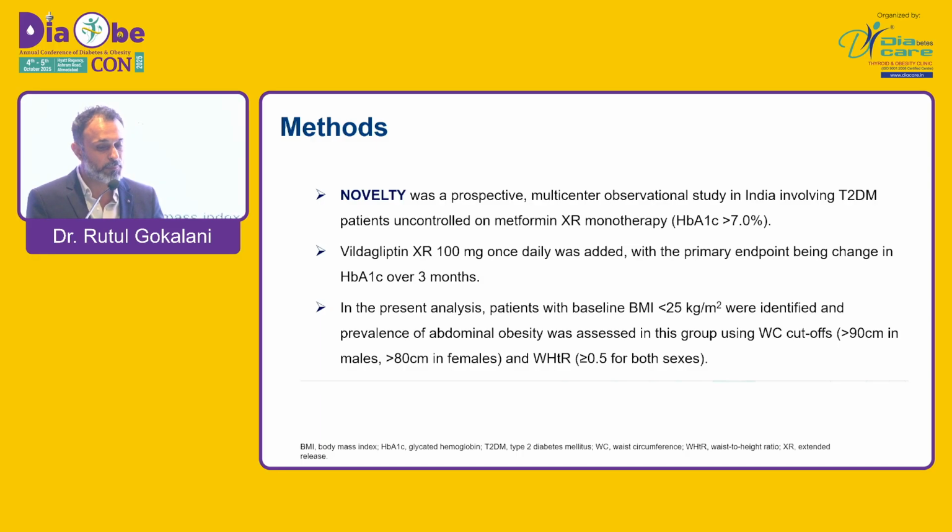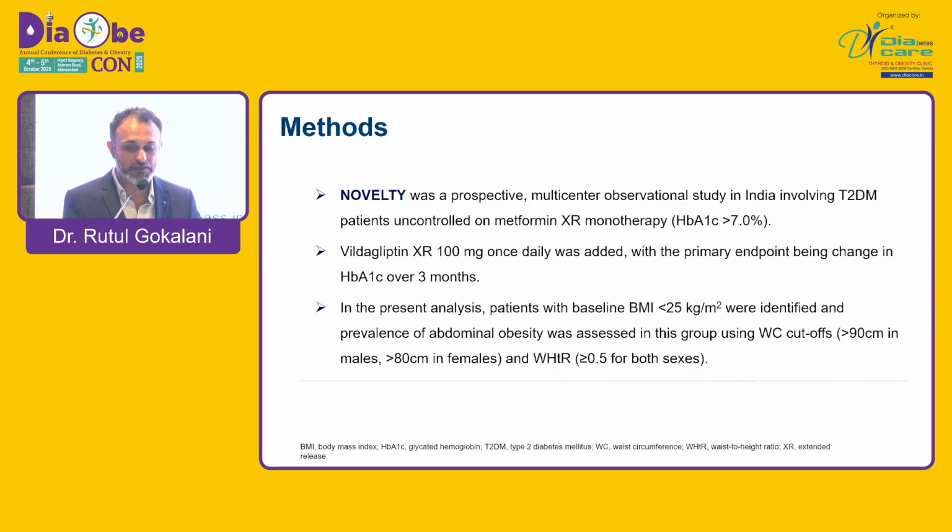In the present analysis, patients with baseline BMI less than 25 were specifically identified, and prevalence of abdominal obesity was assessed in this group with waist circumference cutoff more than 90 centimeters in males and more than 80 centimeters in females, and waist to height ratio more than or equal to 0.5 for both sexes.